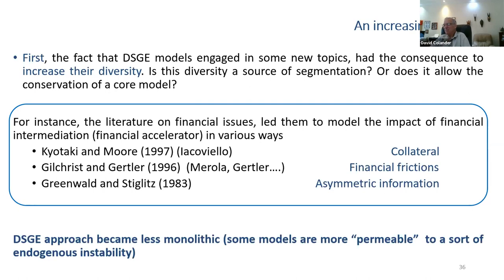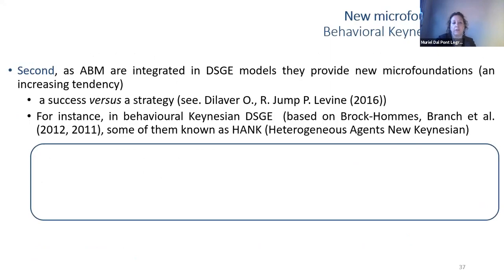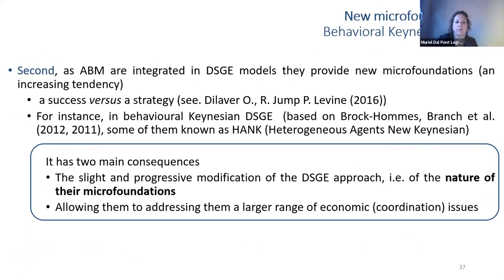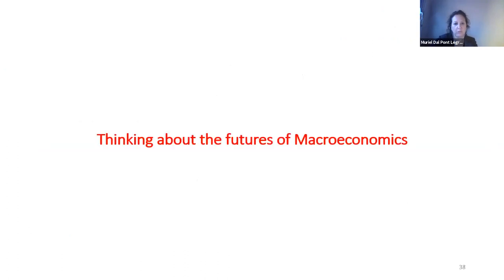Okay, I finished. Okay. So there is the idea that because of this diversity and segmentation, some models become more permeable to a sort of endogenous instability. Second, there are some reflections in some of the models, not all of them. I would not call them hybrid models, but they think about new micro foundations. And there are some kind of behavioral Keynesian DSGE model, or what is called also, not exactly the same, the HANK, heterogeneous agent new Keynesian model. So they try to work on new micro foundations, and those models are also, for some of them, quite disruptive compared to the core DSGE approach. But at the end, the methodology, the equilibrium methodology, is not totally different. It's a different micro foundation, but the full methodology is not fully different.